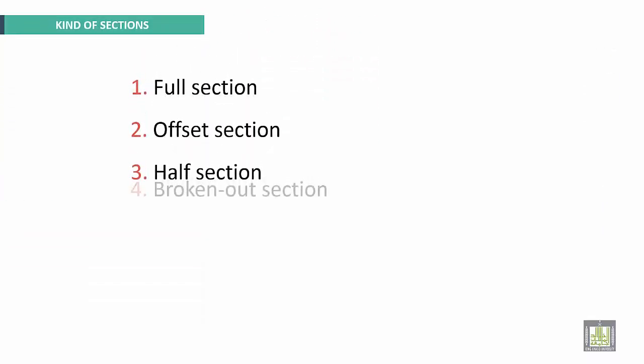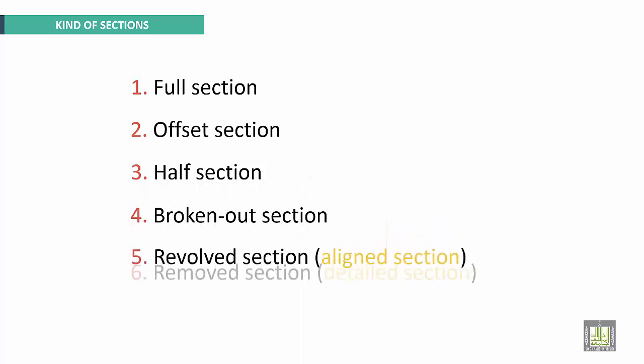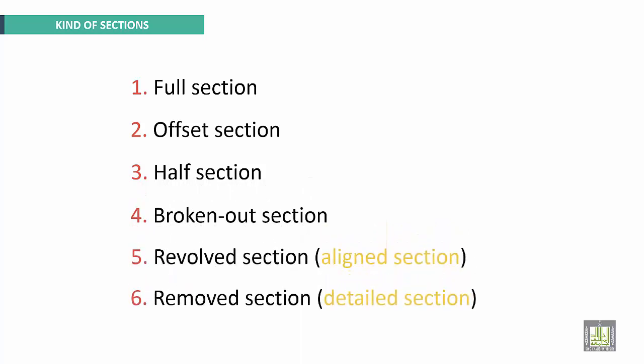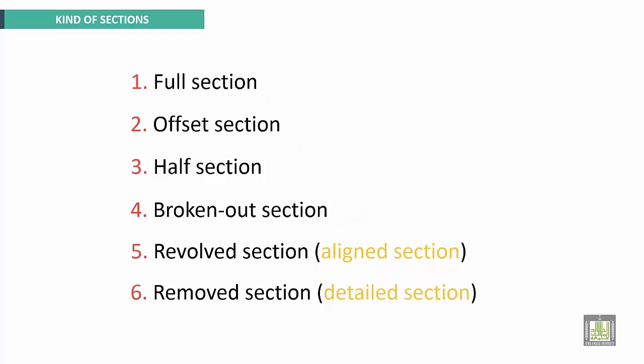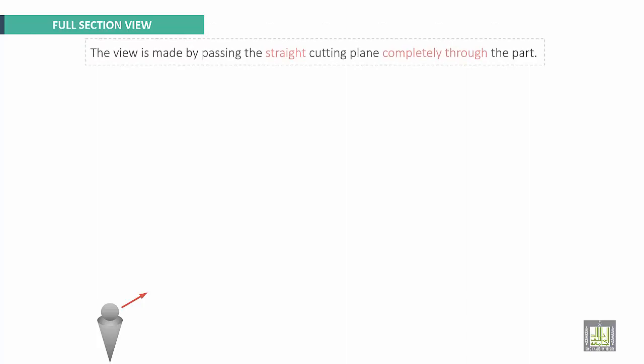So many kinds of sections are present in engineering drawing. The first one is called full section, second offset section, third one half section, broken out section, revolved section, aligned, and removed section. This is also called detailed section. We will start by full section view.